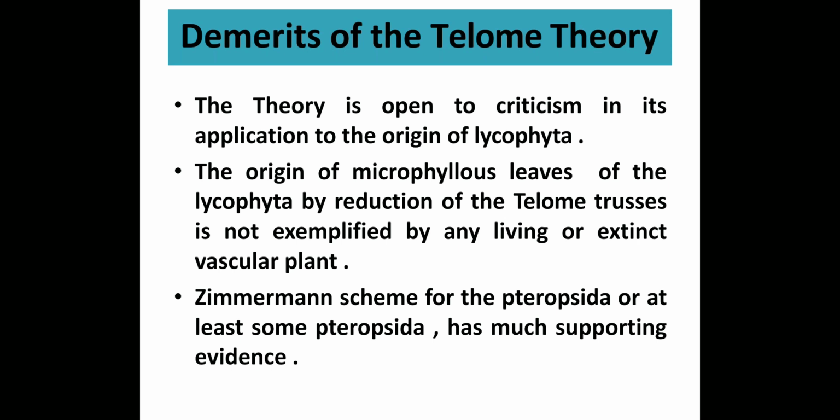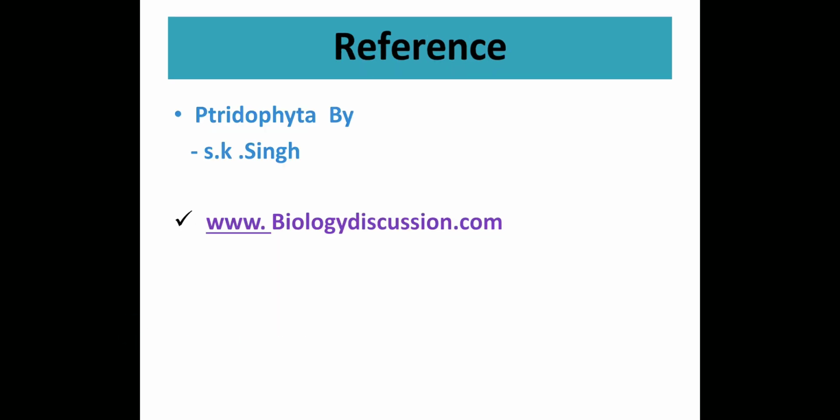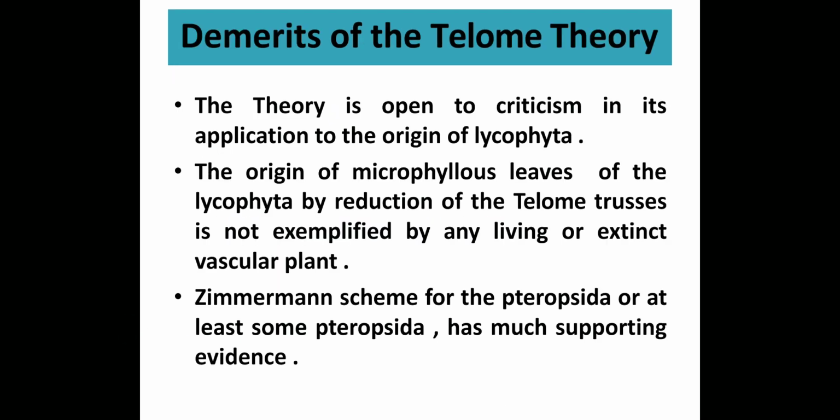Apart from this, several genera have more complex structure, like Psilophyton or like Zosterophyllum. They have a very complex structure, and he could not explain those structures. Then, according to the telome theory, all leaves in plants are telomic in nature. But according to Bower, the leaves are outgrowths of the stem. This point was also not explained by Zimmermann.